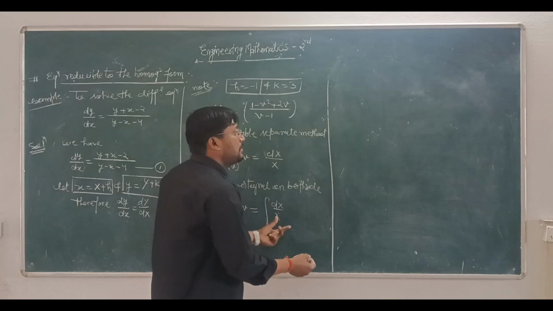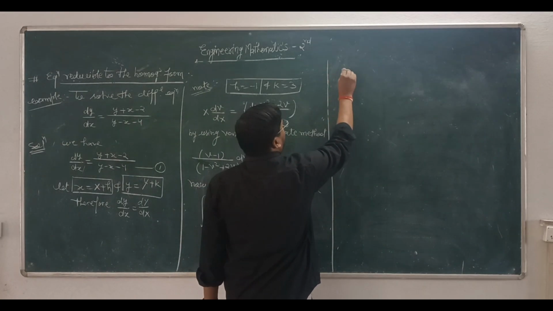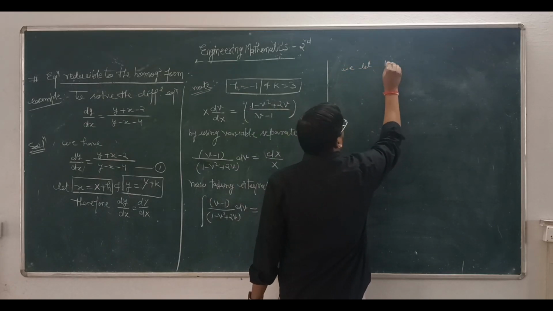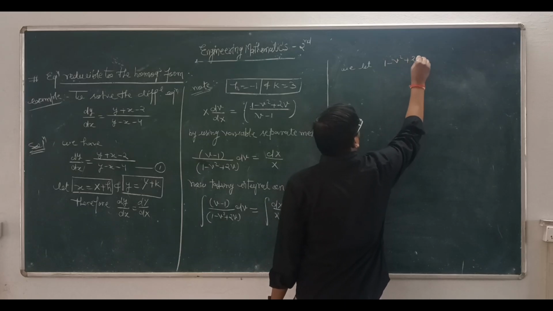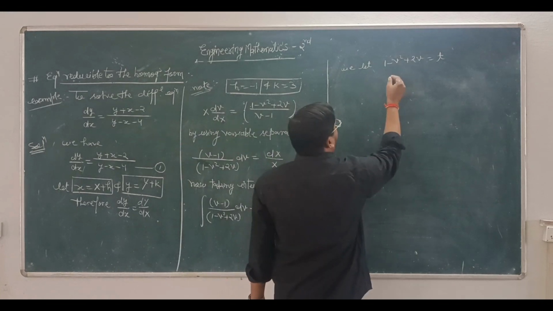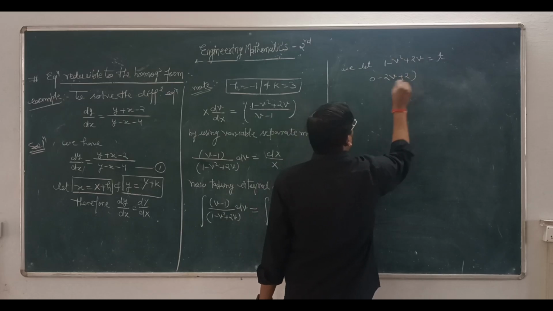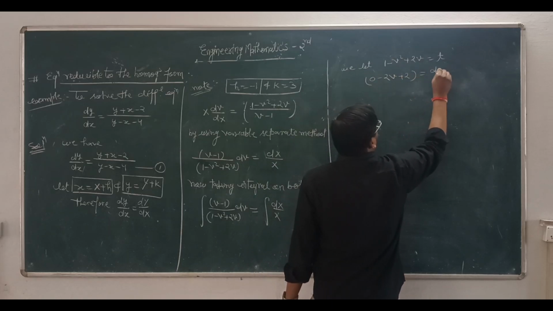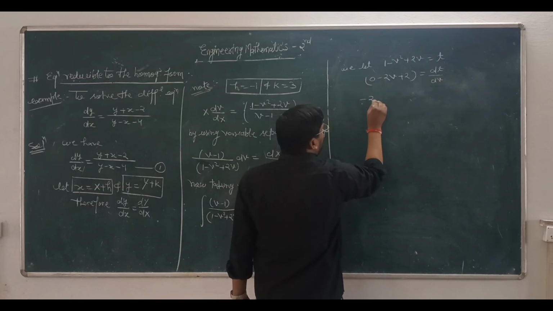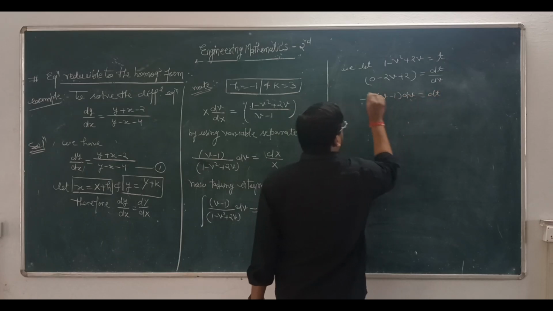Now you can write this integral. First we let 1 minus v square plus 2v is equal to t. Now differentiate this equation. You can find with respect to t: 0 minus 2v plus 2, dt upon dv. Now you can write minus 2 (v minus 1) dv is equal to dt.